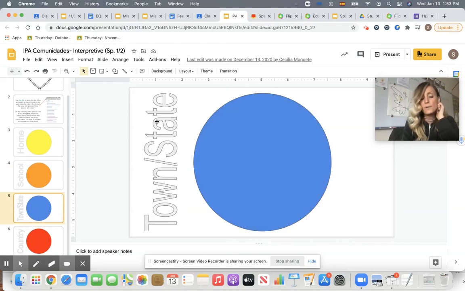So he talked about his city. So they would be on the town, state slide, and they would write down anything. He said he lived in a big city. He said that there's a big transportation system, whatever he said.